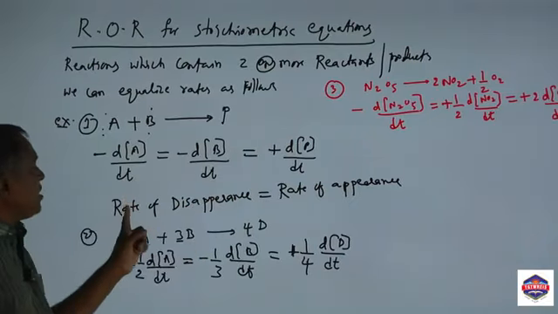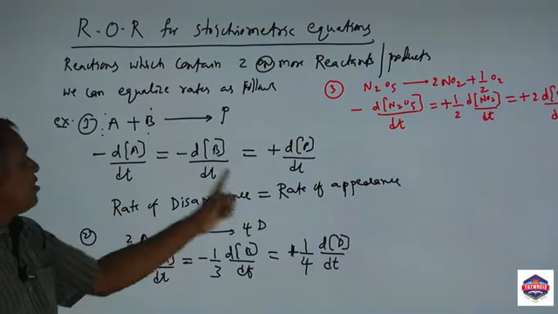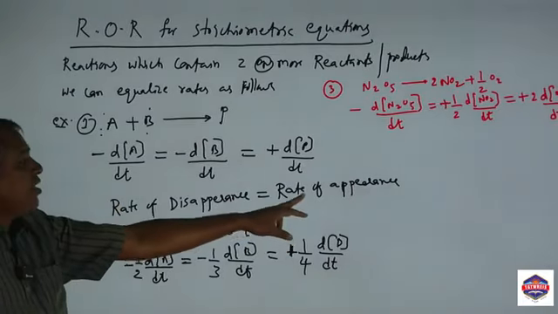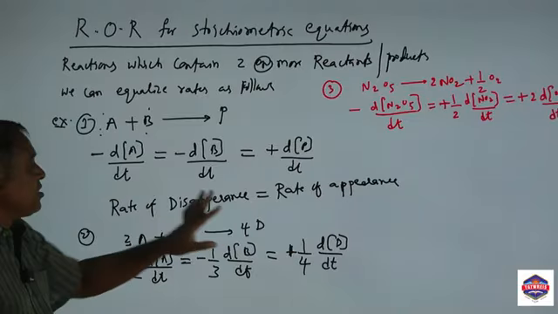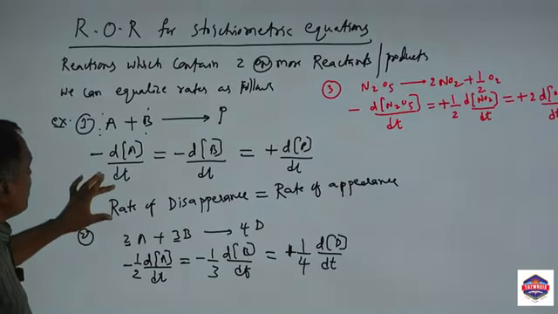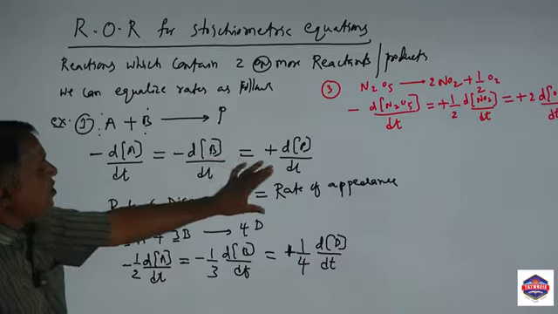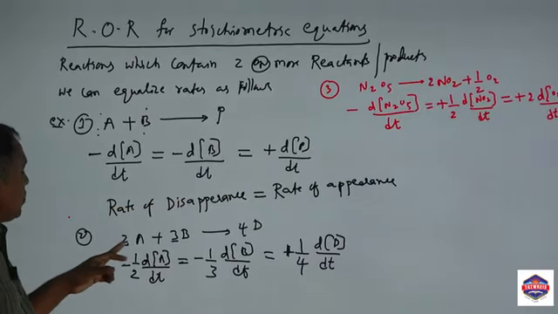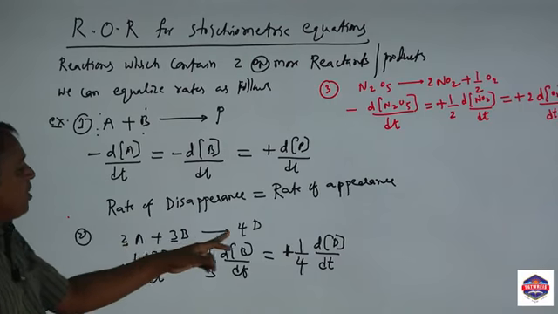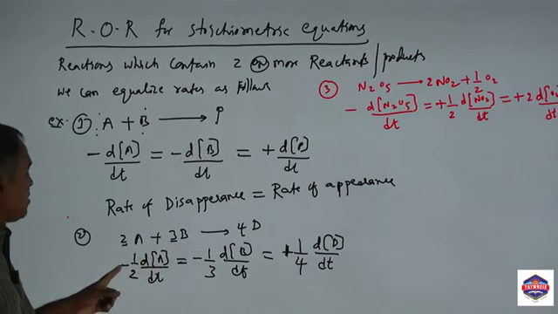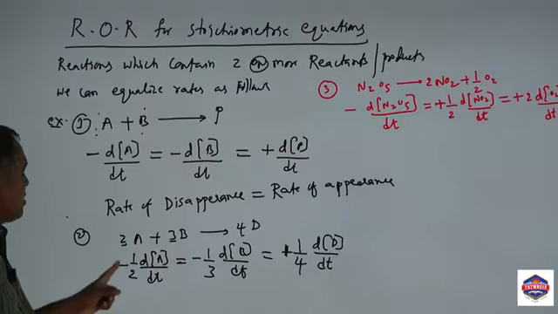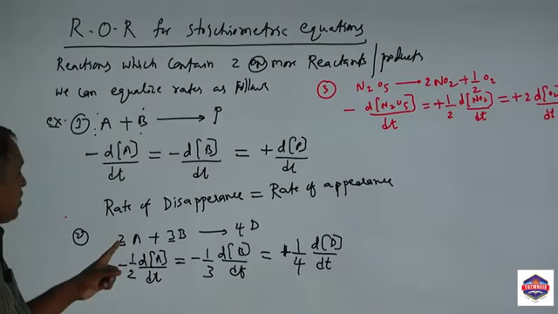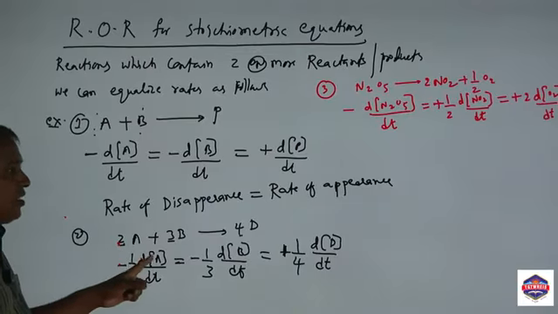So this is based on what? The rate of disappearance of any reactant must be equal to the rate of appearance of any product in any chemical reaction. This is the correct one. That's why the rate of disappearance is equal to the rate of appearance of the products. Suppose you take 2A plus 3B gives 4D, one chemical reaction. For this you place a negative sign because it is a reactant, and the reciprocal of 2 is 1 by 2, dA by dt.